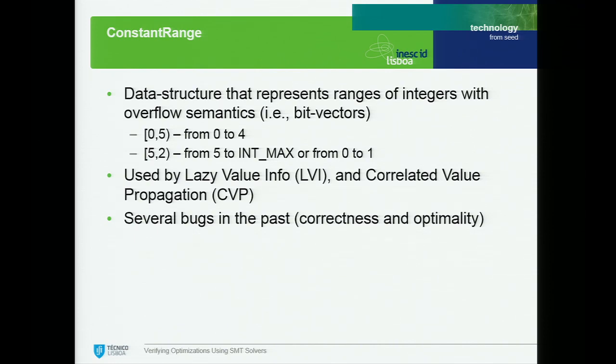This data structure supports many LLVM IR operations, so you can do additions and multiplications between these ranges. And from this simple description, you can maybe naively think, as I thought in the past, that it's not that hard to implement this data structure, right? And the answer is wrong. It's actually pretty hard to implement, and there have been a lot of bugs in the past in this file, both of correctness and optimality. So this makes a really nice target to prove the correctness of, okay?